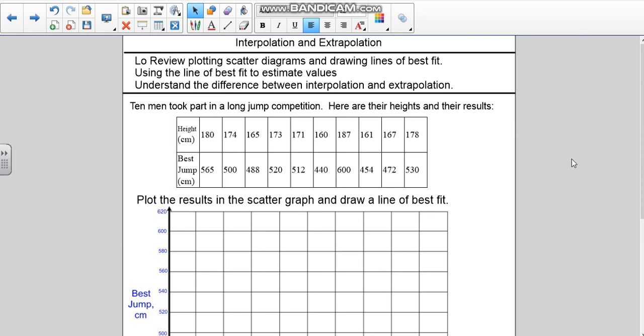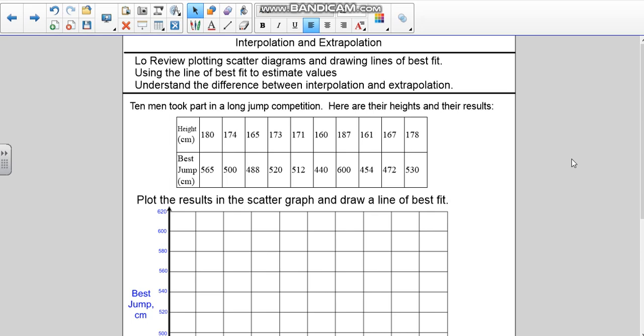Good morning. So moving on with our scattergraph topic, we're looking at interpolation and extrapolation. First part of our lesson, we're just going to review how we plot scatter diagrams and how we draw in our lines of best fit. We'll talk a little bit about correlation again.